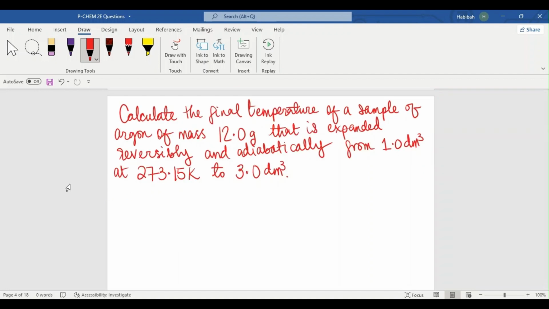So today we're going to be working on the question on the screen that says calculate the final temperature of a sample of argon of mass 12.0 grams that is expanded reversibly and adiabatically from 1.0 dm cubed at 273.15 Kelvin to 3.0 dm cubed. So we have the mass is equal to 12.0 grams. We're told that this is a reversible adiabatic expansion process, right? So we're told the initial volume is 1.0 dm cubed.